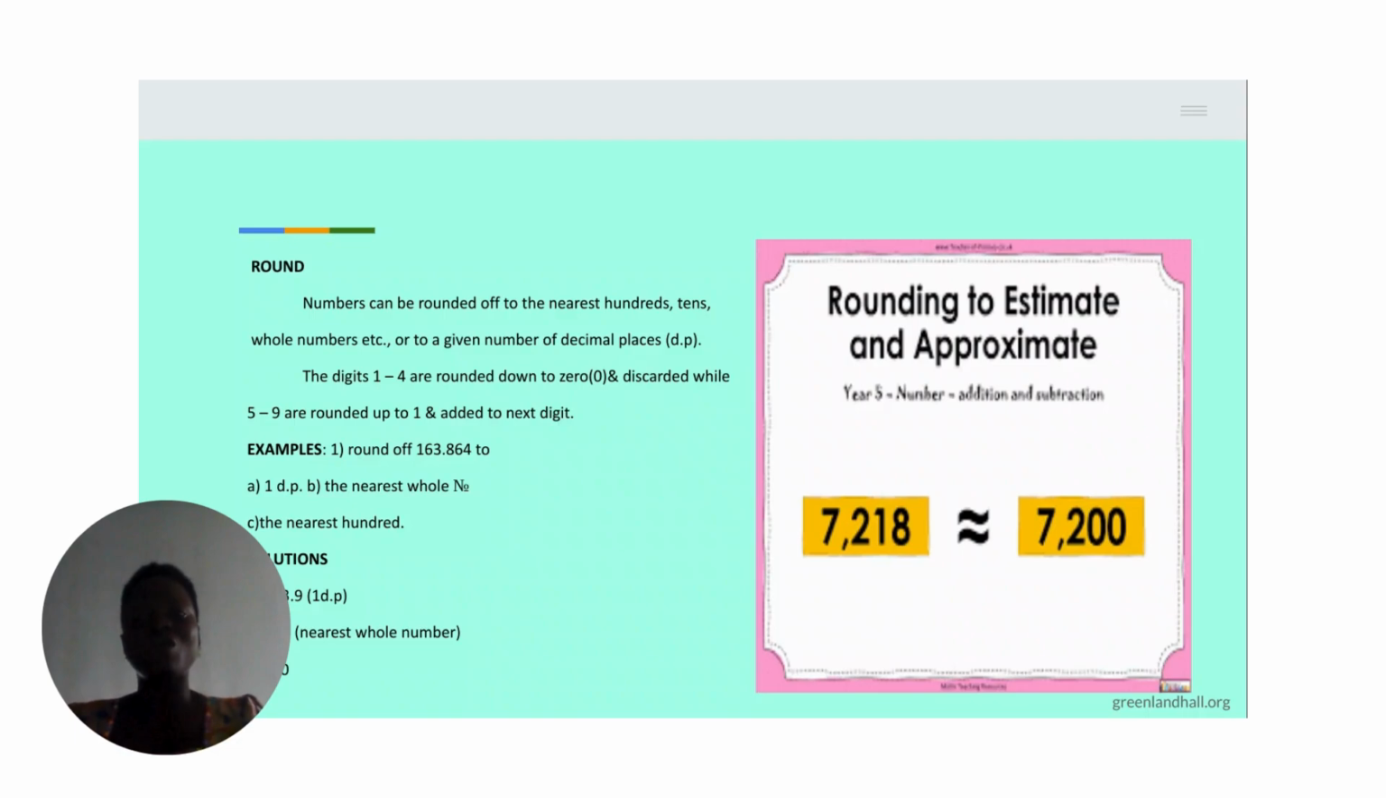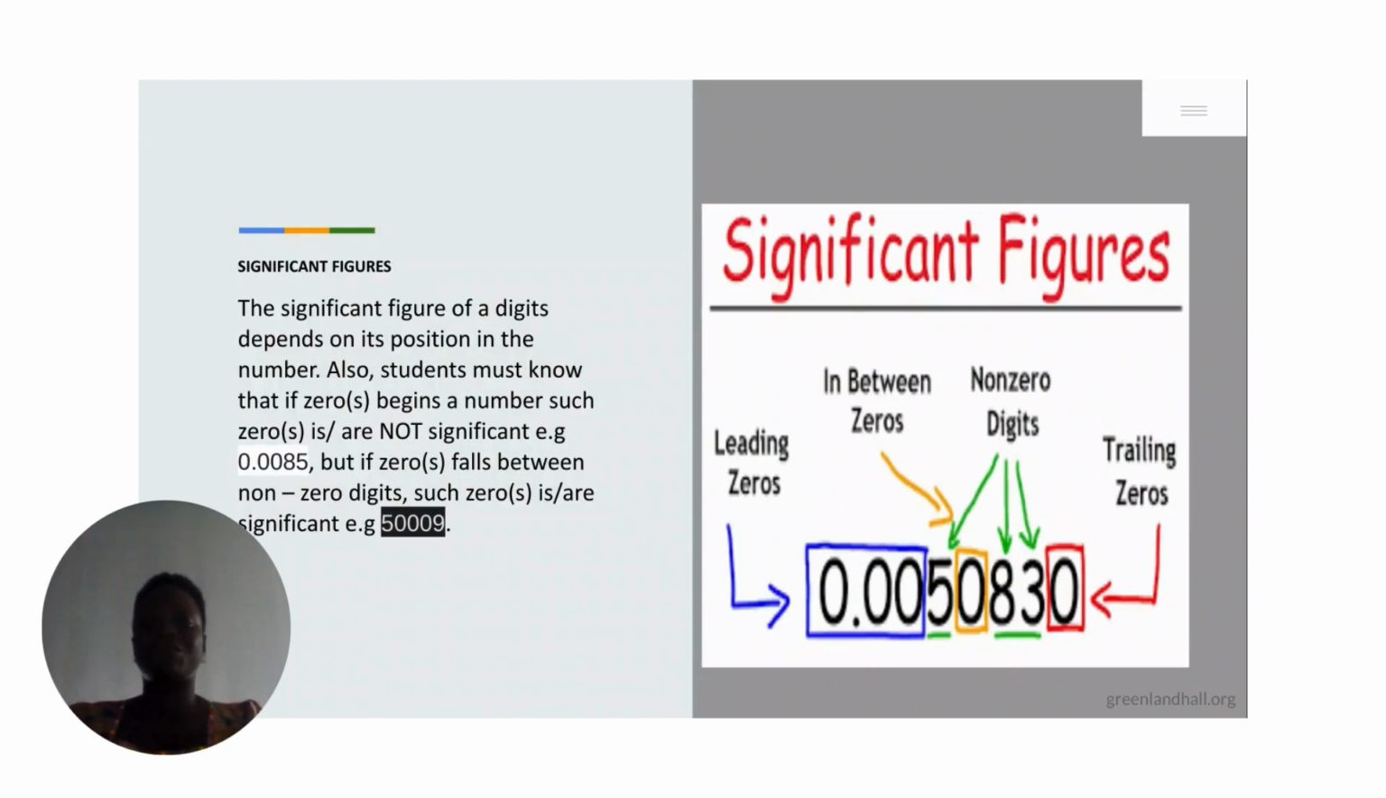Then C, we are asked to round to the nearest hundred. Now, you and I both know that for a number to be in hundred, it has to have how many zeros? Two zeros. That means for us to round it to the nearest hundred, we check the number that comes after the first digit. The first digit is 1, and the next value that comes after it is 6. So we round the 6 up to 1. 1 plus 1 will give us 2. That means we're going to have 200 to the nearest hundred. Now, that's for rounding.